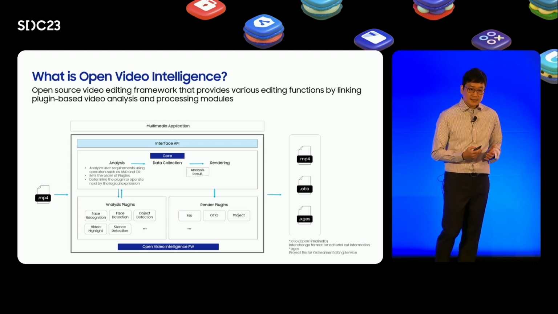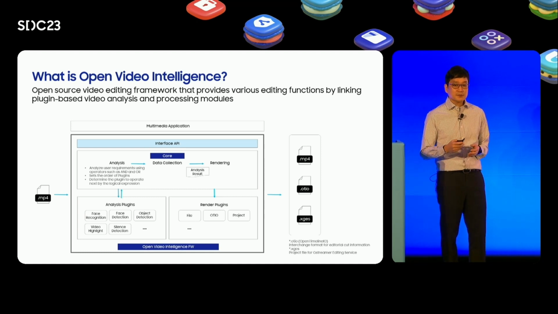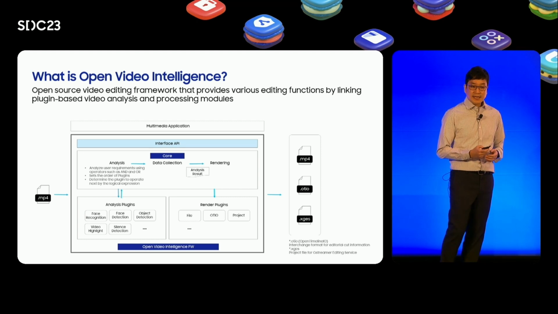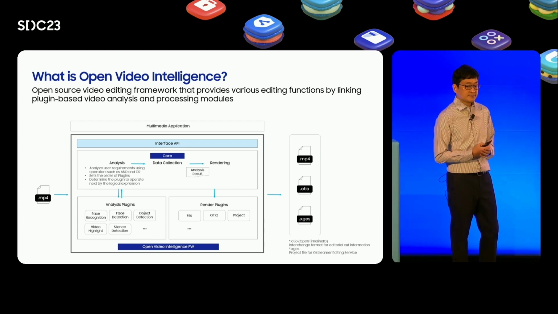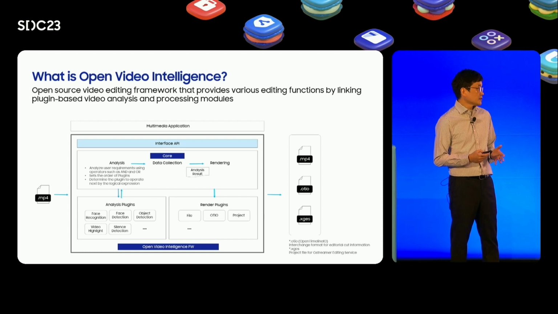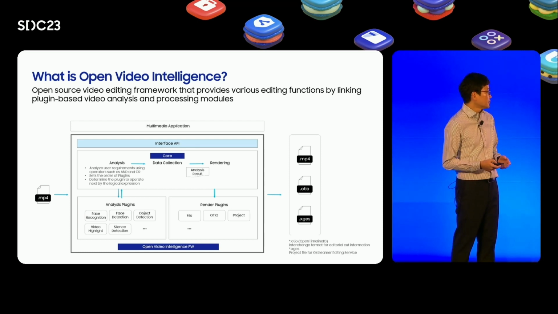While analyzing, OVI core analyzes user requirements and sets the best order for plugin operations. Each plugin analyzes the video frame one by one and operates sequentially. Core determines whether to operate the next plugin based on the analysis result of the plugin, which allows unnecessary analysis to be avoided.